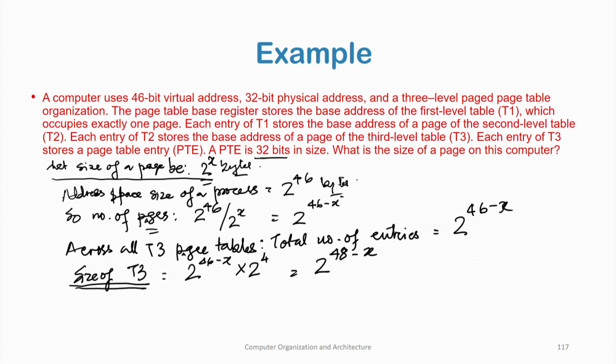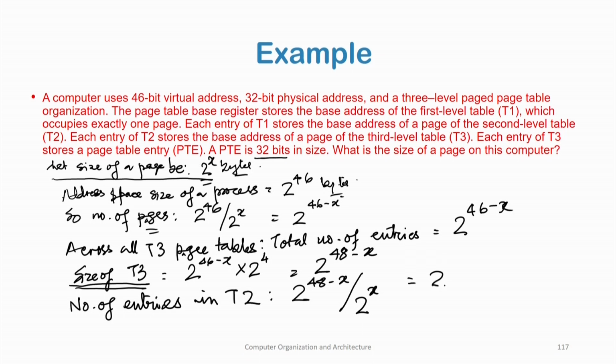Now, these page tables are paged. So if this is the total size, how many entries corresponding to T3 will be there in T2? The number of entries in T2 is given by 2 to the power 48 minus x divided by 2 to the power x, which equals 2 to the power 48 minus 2x. Why? Because the size of a page is 2 to the power x.